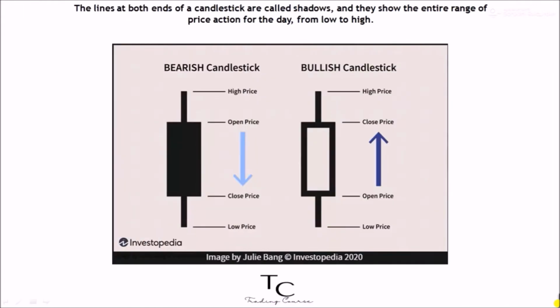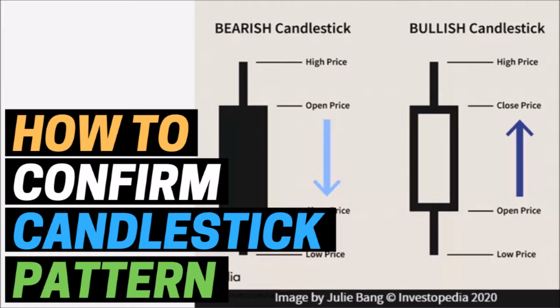The lines at both ends of a candlestick are called shadows, and they show the entire range of price action for the day, from low to high. The upper shadow shows the stock's highest price for the day, and the lower shadow shows the lowest price for the day.